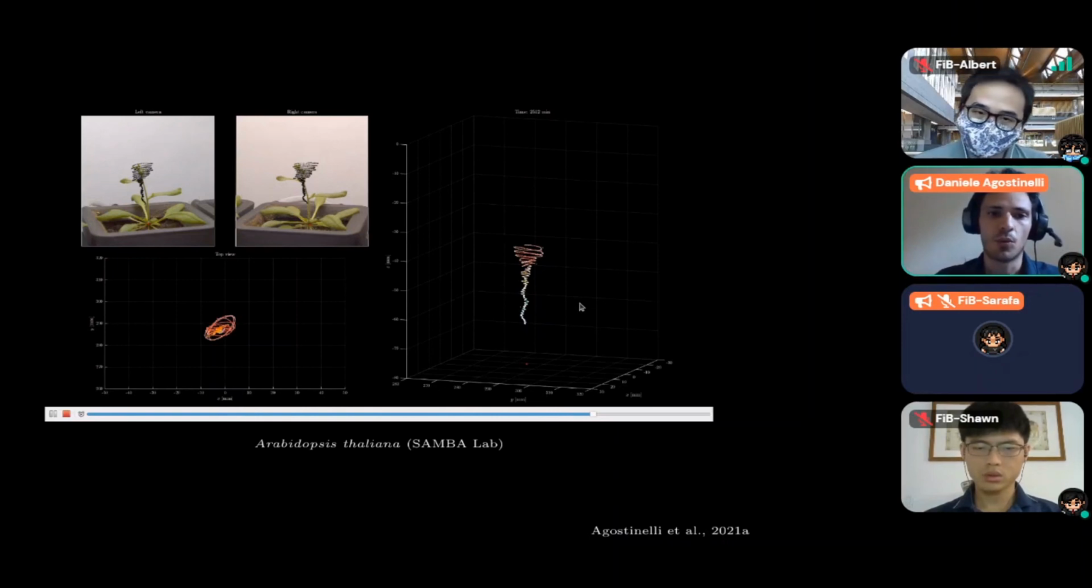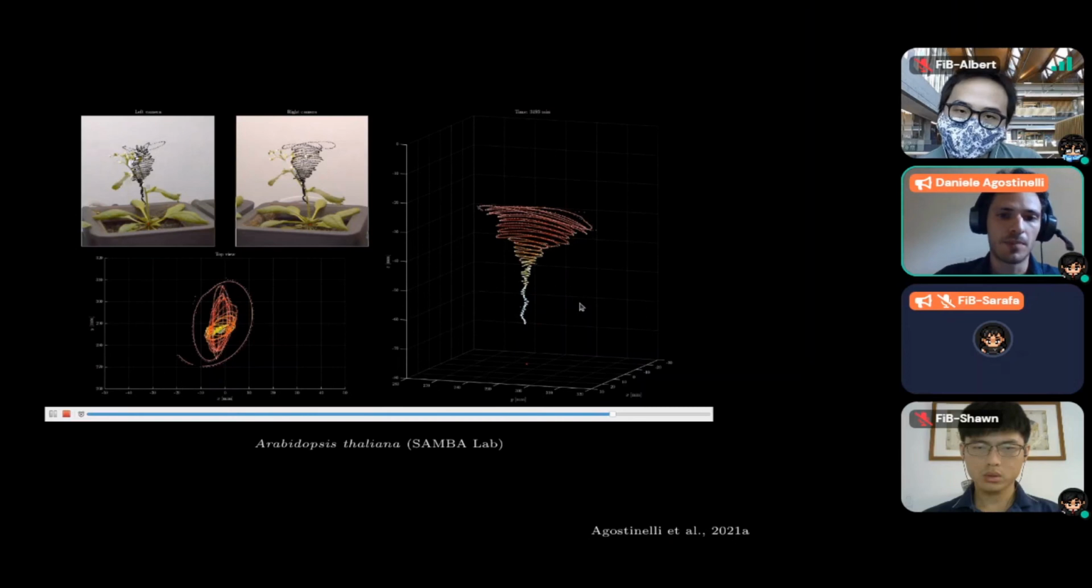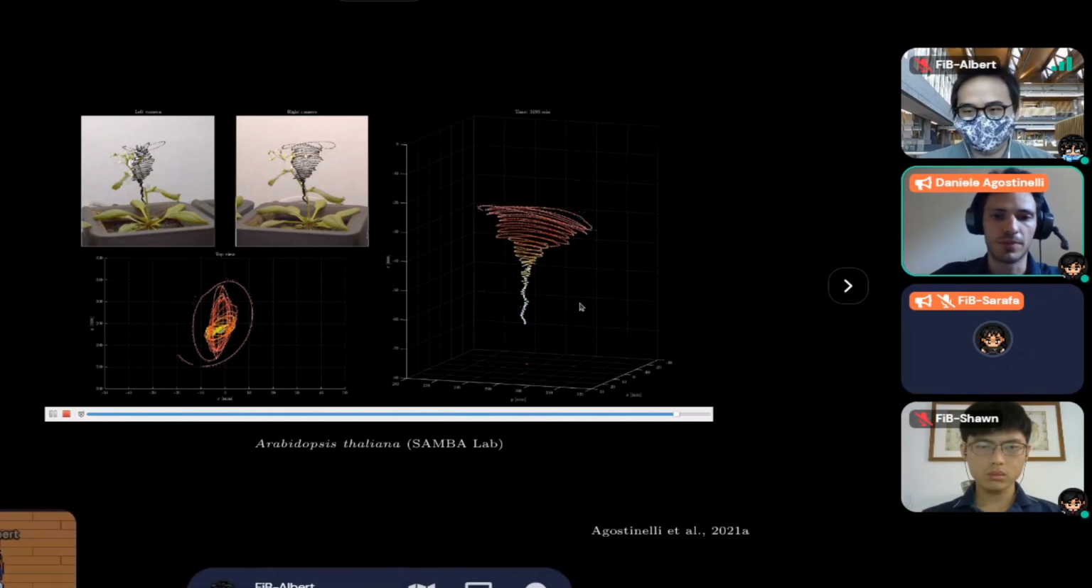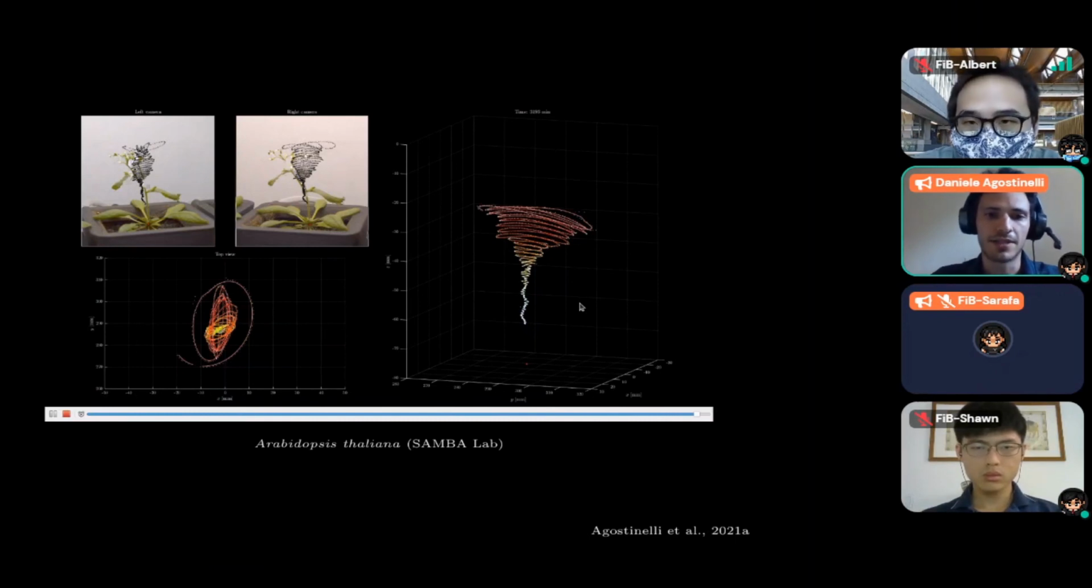So in some sense, we are able, by means of this Hopf-like bifurcation, to explain why we see this kind of transition from one regime to the other. And this provides at least a theoretical explanation of this phenomenon.